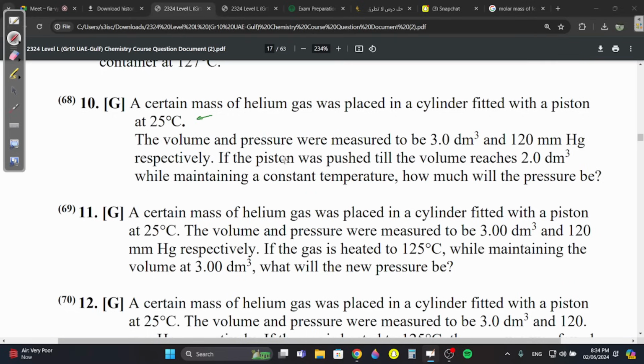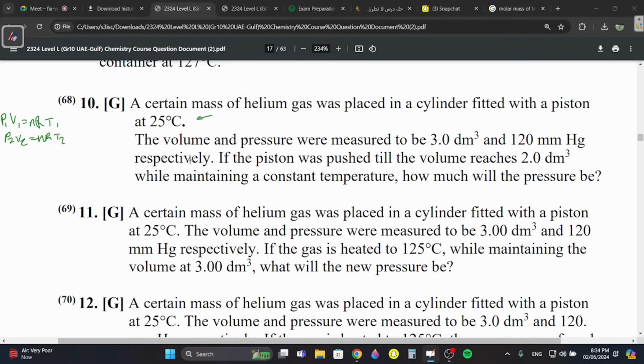If the piston was pushed till the volume reaches 2 dm cube while maintaining a constant temperature, how much would the pressure be? I'm going to work over here on the side. Let me move this. So remember, we're using P1 V1 equals nRT1 and P2 V2 equals nRT2.